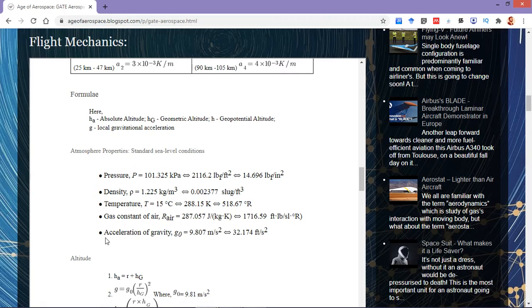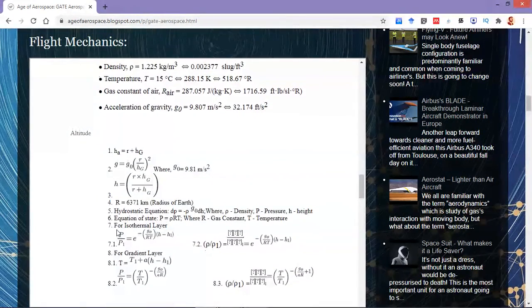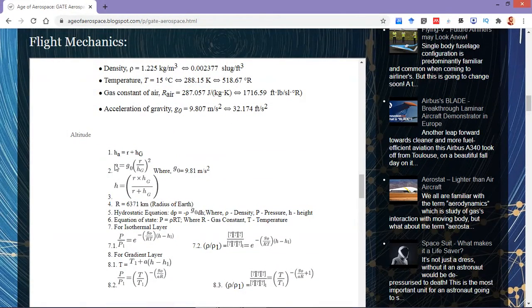And now getting to the core formulae portion, we can see here the formula for altitude. So this is the formula for absolute altitude, which is a summation of radius of Earth and geometric altitude or height. And further, the variation in gravity g is nothing but g naught times the radius of Earth divided by the geometric height, and square of it.